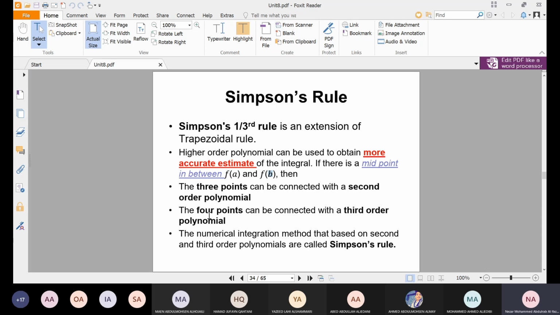they can be connected to get a second order polynomial. The trapezoid rule, as we know, is a first order polynomial, but here we can get a second order polynomial. A third order polynomial can also be used, and we call this Simpson's 3/8 rule. We'll come to this after this one. So the numerical integration methods based on the second order and third order Simpson rules can enhance the accuracy.